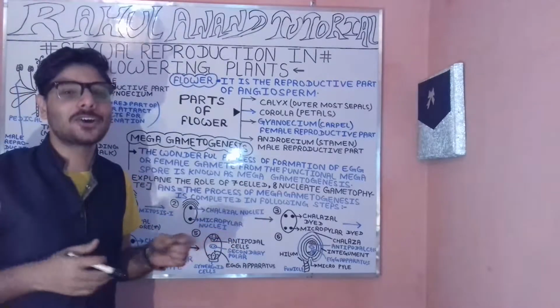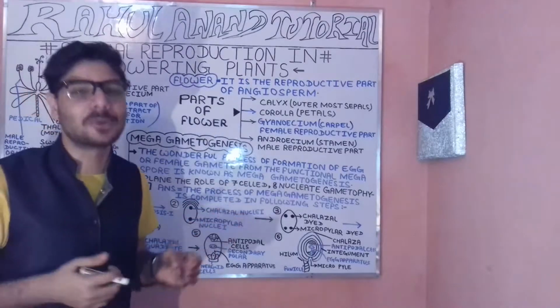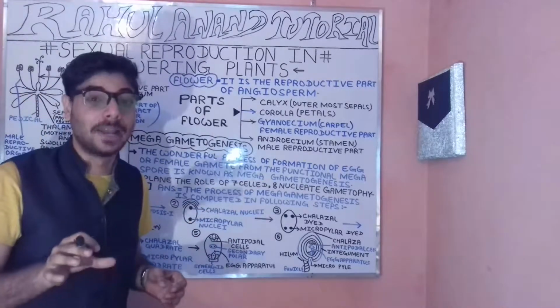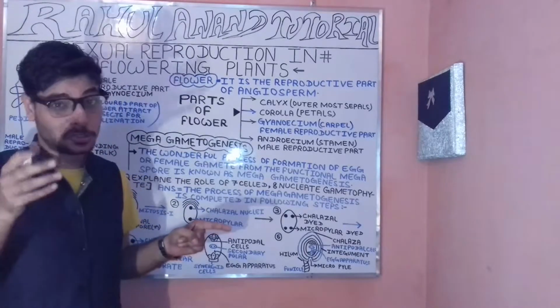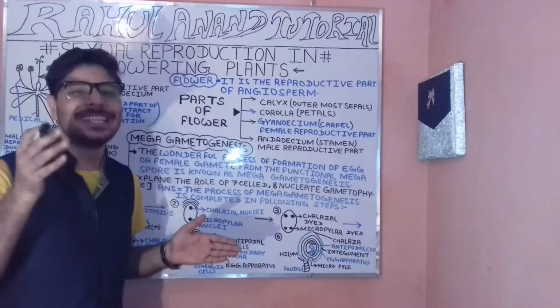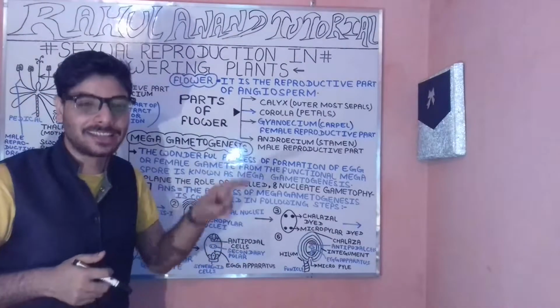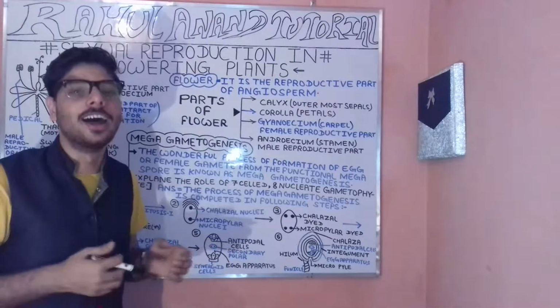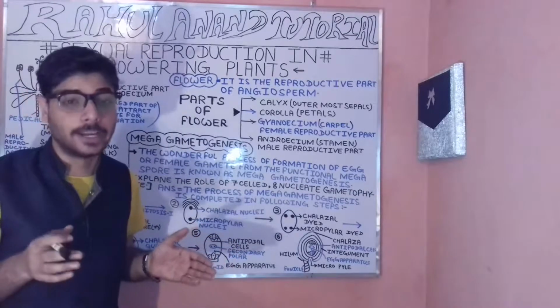When we talk about angiosperms, there are three different eras: the Paleozoic era, then the Mesozoic era, then the Cenozoic era. The Mesozoic era is known as the age of reptiles. You know about reptiles very clearly. The third is the Cenozoic era, which corresponds to the age of angiosperms.